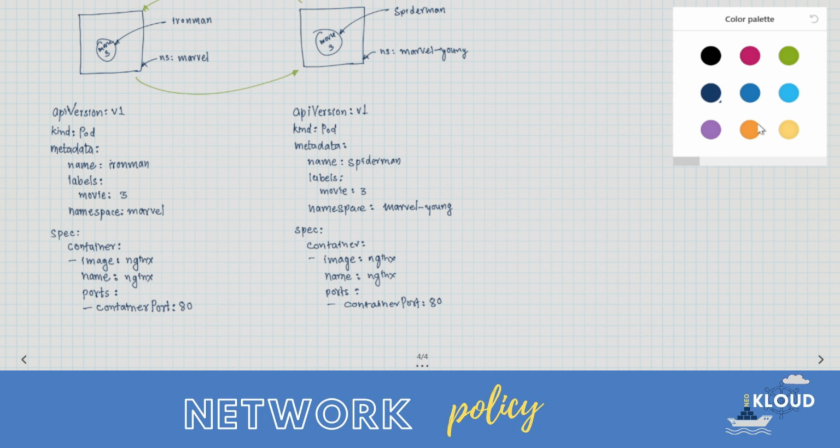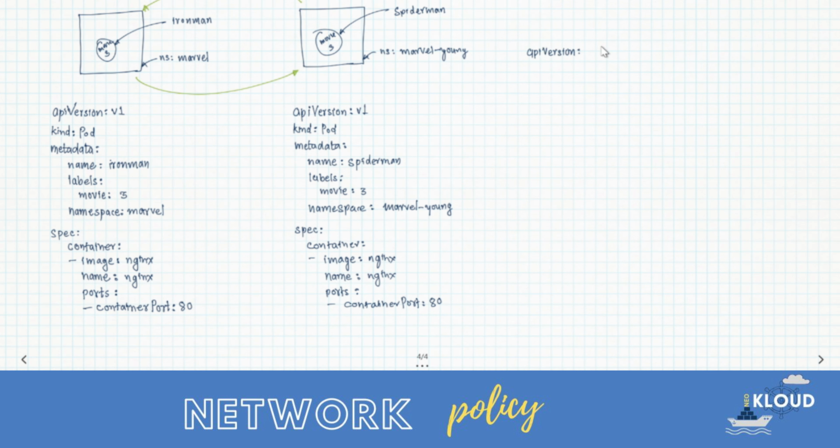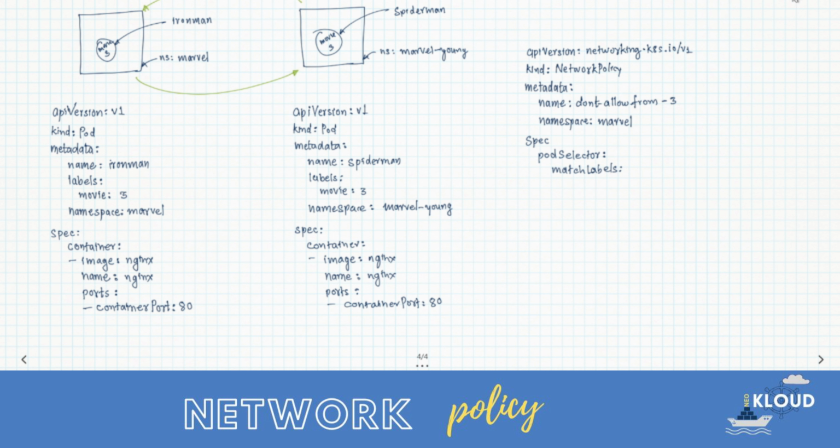So I'm creating a network policy: apiVersion networking.k8s.io/v1, kind NetworkPolicy. Metadata name is very important, and the name is a little long, so I shorten it: don't allow from movie label 3. The namespace is the source, so namespace Marvel. Now spec: podSelector matchLabels movie 3. Policy type, you can say Ingress.